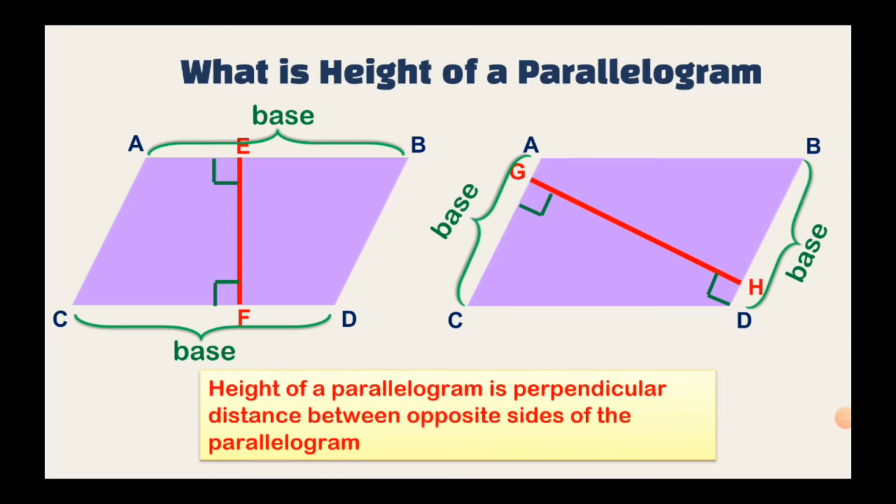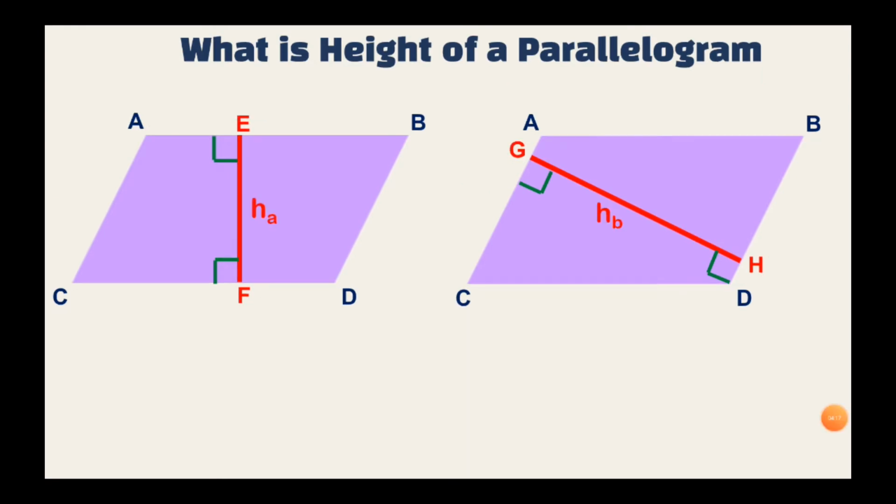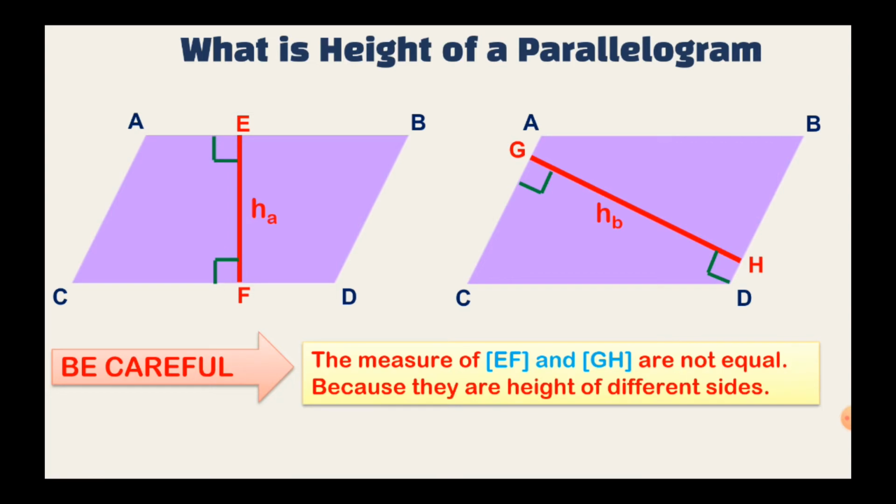Well, in general, the height of a parallelogram is the perpendicular distance between opposite sides of the parallelogram. Now I will mention something you should be careful about. The measures of EF and GH are not equal because they are heights of different sides. EF and GH are not equal.